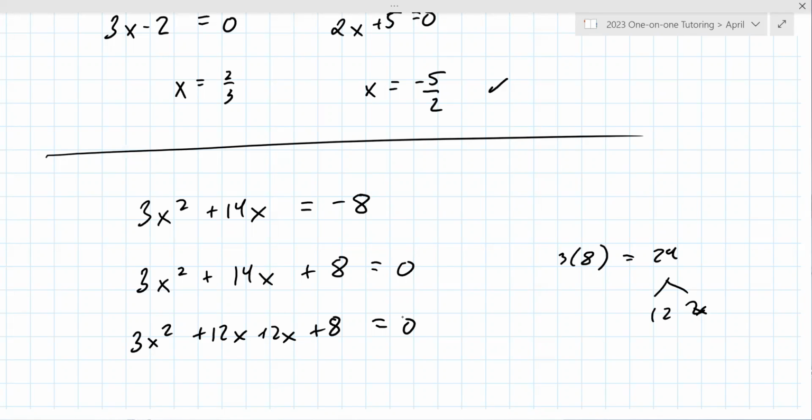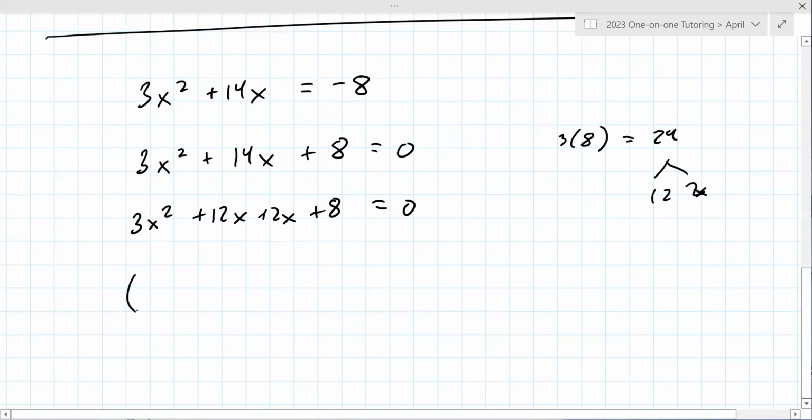4x plus 4. 2x plus 2, x plus 4. Negative 4, negative 2/3. You give me your final answers. Give me the factored form first. Sorry, I should have been clear. 3x plus 2 and x plus 4 equals 0.